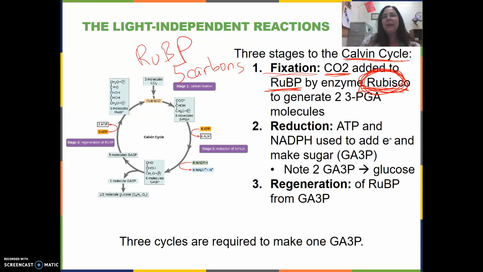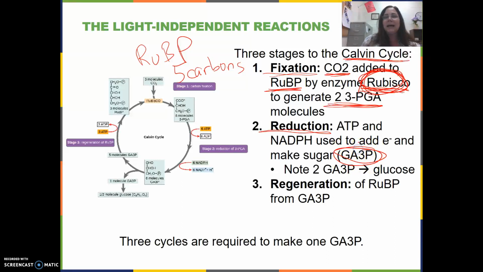So what's generated after carbon dioxide combines with RUBP, catalyzed by Rubisco, is a 6-carbon molecule that immediately breaks up into 2 3-carbon molecules called 3-PGA. So that was step 1 and stage 1. And stage 2 is the reduction stage, and that is when ATP and NADPH make the G3P molecule. Here they call it GA3P.